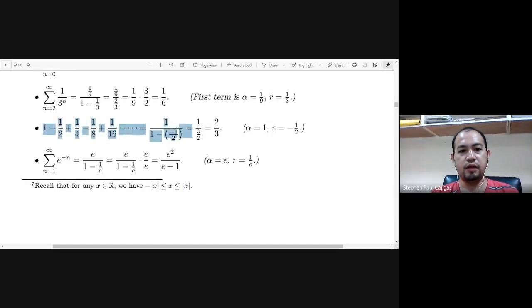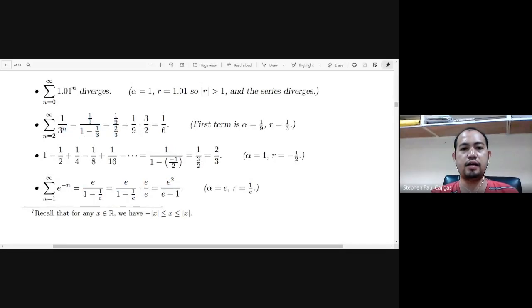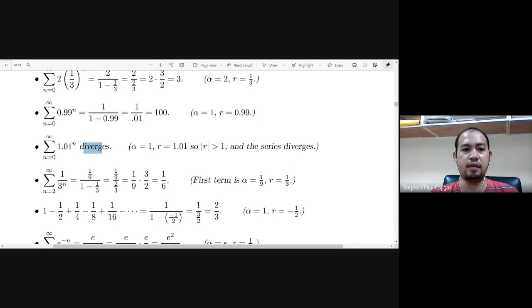I will not be giving you anything like this. These are all geometric series that are fairly easy to determine if they are convergent or divergent. Any questions on those other examples? Clarifications?